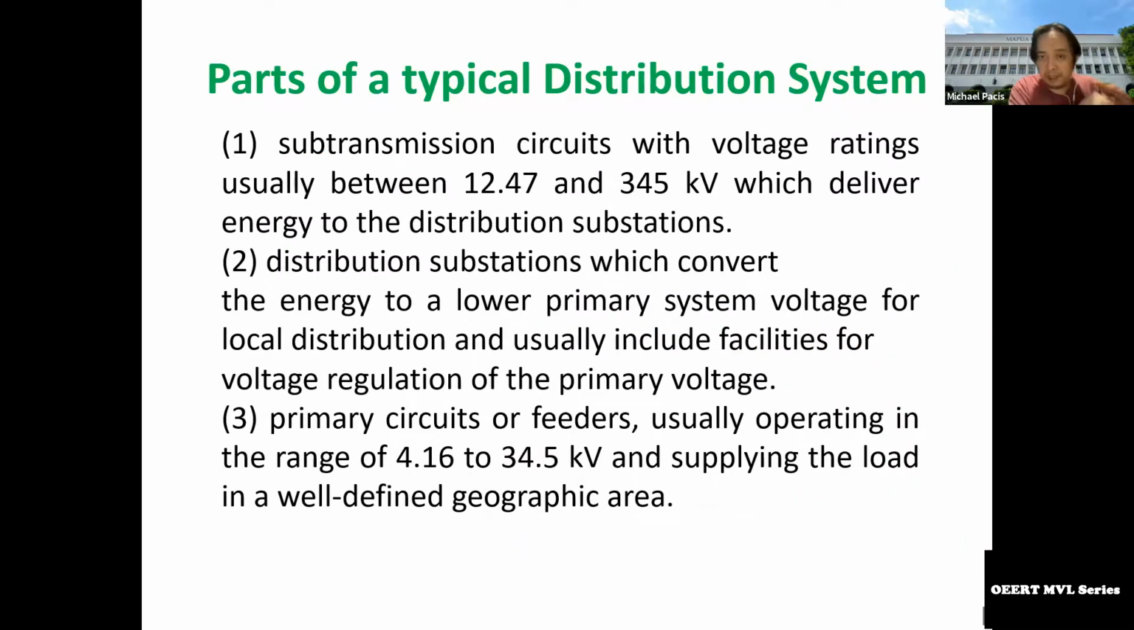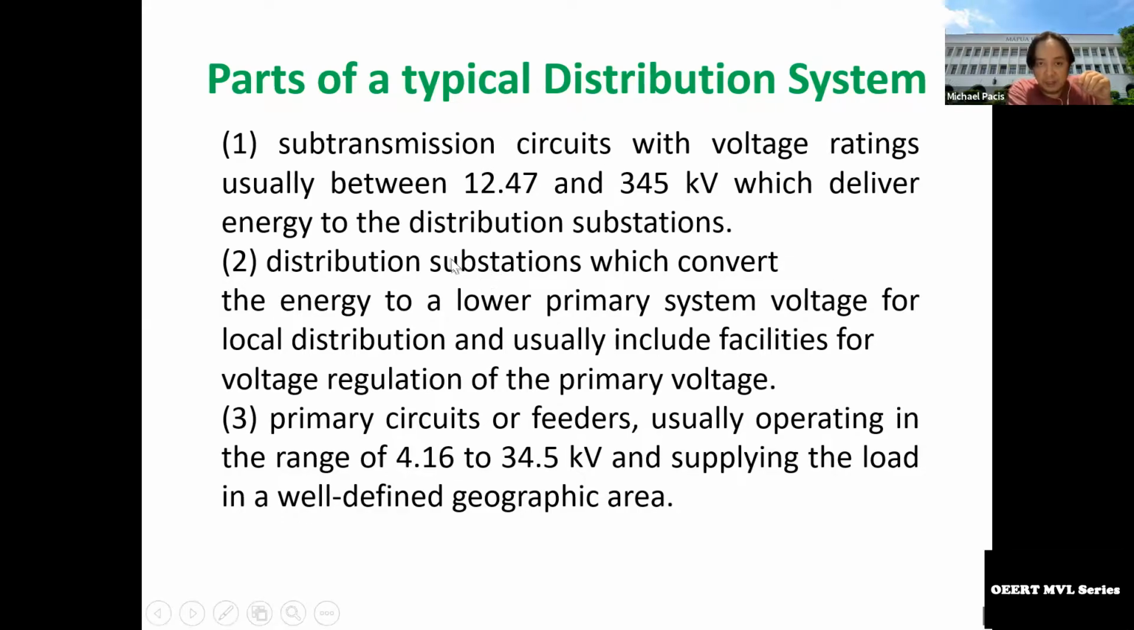So, the parts of a typical distribution network. This circuit is based on the US. As you can see, their subtransmission circuits have vast kilovolt levels, different levels from 12.47 kV subtransmission up to 345. There is also 115, 34.5, 13.8, etc. Those are the subtransmission circuits with the voltage ratings stated here.